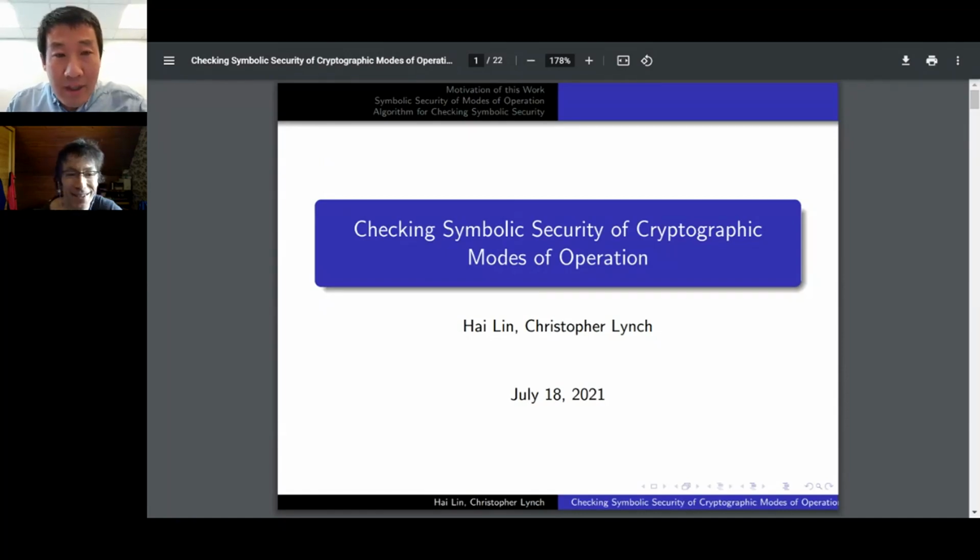Good morning, everyone. So I'll talk about checking symbolic security of cryptographic modes of operation. This is a joint work with Chris Lynch.